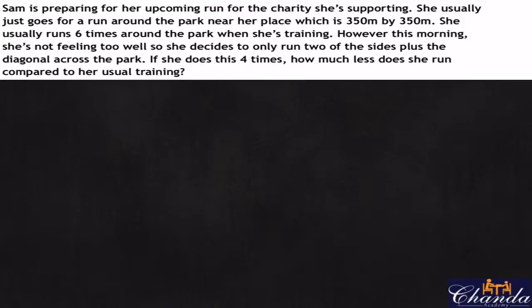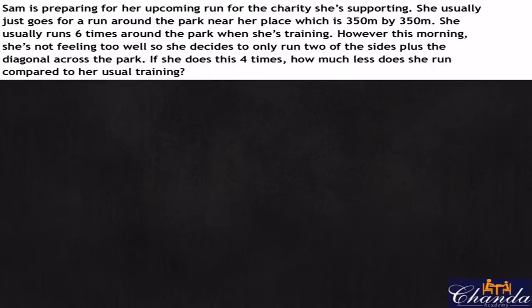Okay, so this particular question says, Sam is preparing for her upcoming run for the charity she's supporting. She usually just goes for a run around the park near her place, which is 350 meters by 350 meters. Now, she usually runs 6 times around the park when she's training. However, this morning, she's not feeling too well, so she decides to only run 2 of the sides plus the diagonal across the park. If she does this 4 times, how much less does she run compared to her usual training?